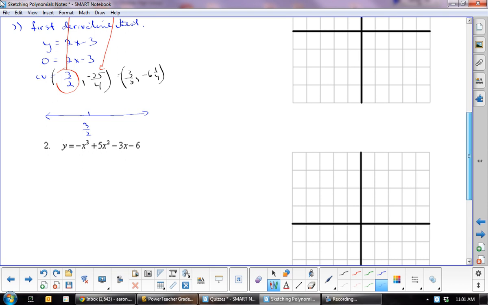Okay, and then I'm going to test some values. So 3 over 2 is 1.5, right? So let's try 0. 2 times 0 minus 3 is a negative. Remember, we're putting this into the derivative, right? And then 2 would be a nice one here. 2 times 2 is 4 minus 3 is positive. So according to this, I am going down and then I'm going up. So this should be a minimum here.